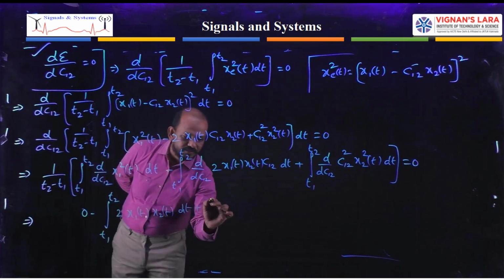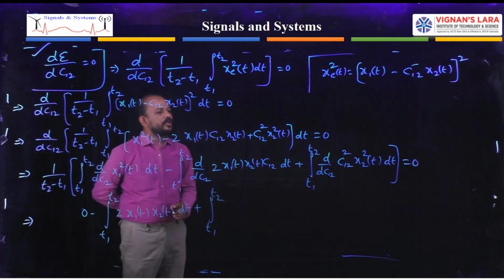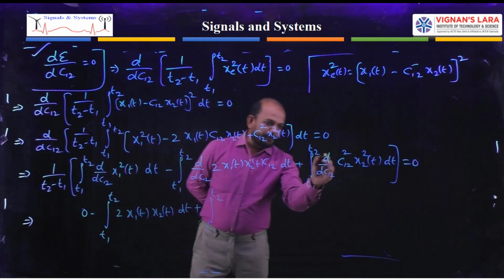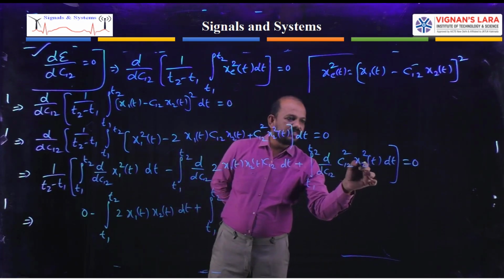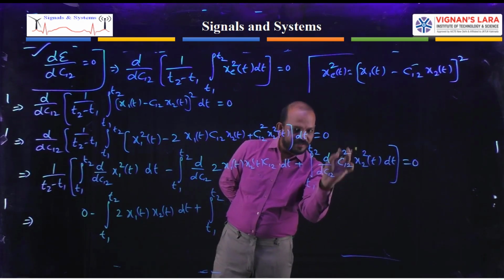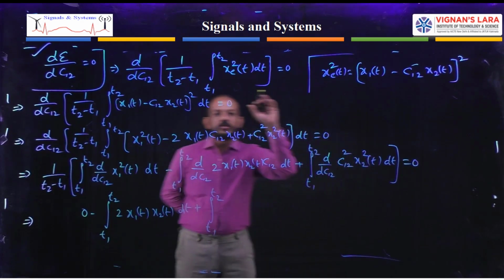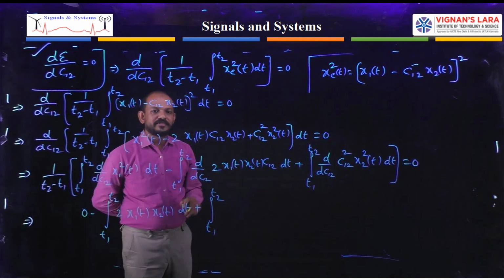Next, plus integral t1 to t2. Now come to the differentiation of this term with respect to c12. Here x2 square of t is a constant. The main differentiation term is c12, so this is the variable and this is a constant. Now I need, what is the differentiation of x square with respect to x?